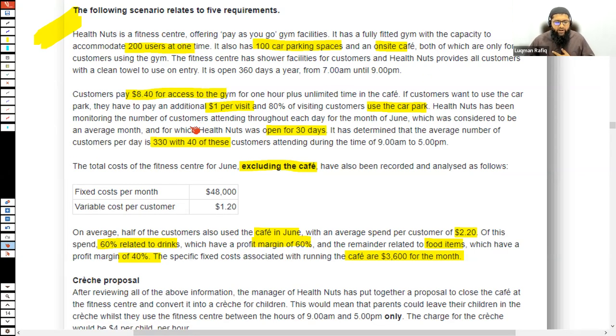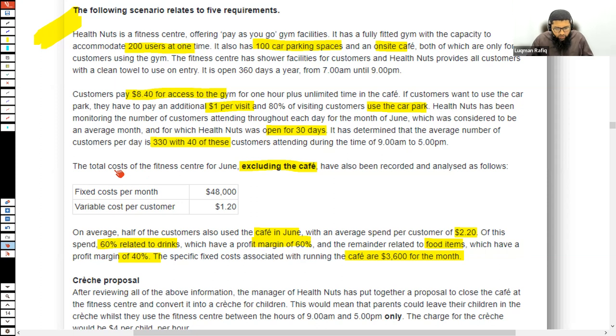Health Nuts has been monitoring the number of customers attending throughout each day for the month of June, which was considered to be an average month. Health Nuts was open for 30 days. And what else is there? It is determined that the average number of customers per day is 330, with 40 of those attending between 9 a.m. to 5 p.m.